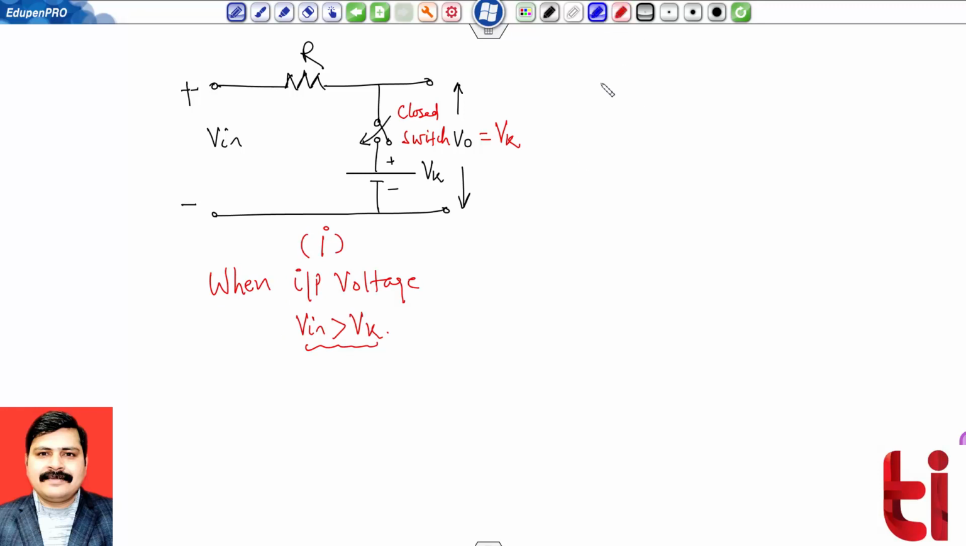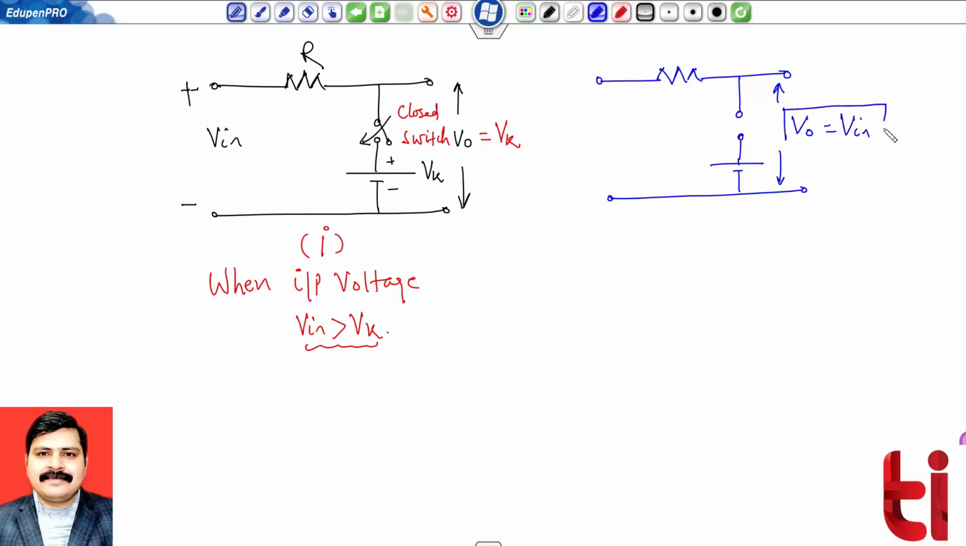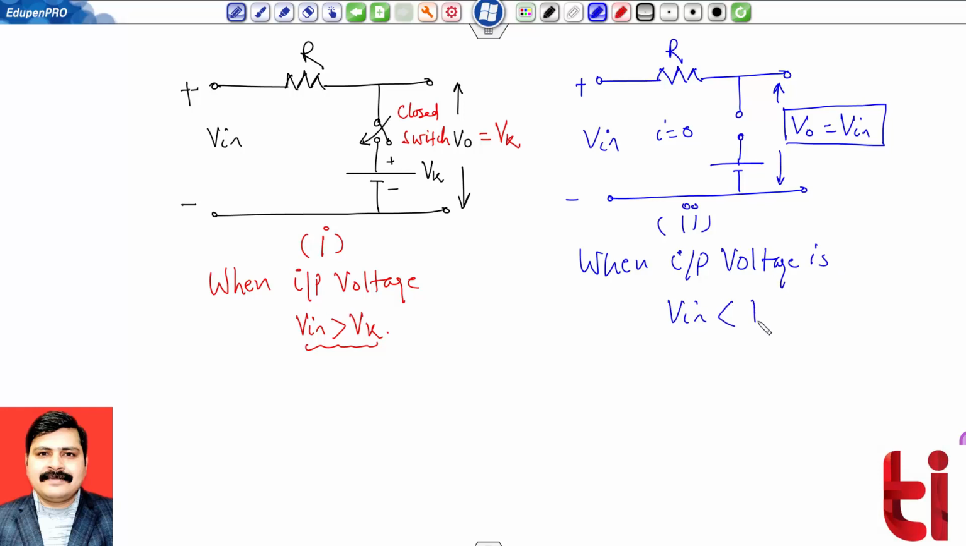My second case is the same situation, but the diode will be replaced by an open circuit. This battery is still there. The output V0 across here will be equal to Vin. And why am I saying that it is Vin? Because in this situation the drop across R equals 0, as the value of I equals 0. So this is Vin. This is my second case, when the input voltage Vin is less than Vk.